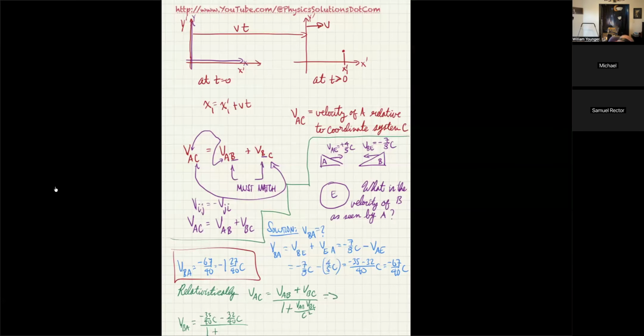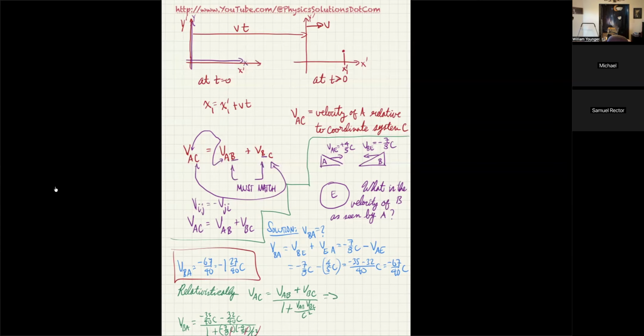Now, the V_BE and the V_EA is what's supposed to go at the bottom. The V_BE is negative 7/8 C, and the V_AE we don't have, so we have to use the V_EA, which is negative 4/5 C. And then both of those are divided by C squared. So you can see that the C squared cancels out these two C's.